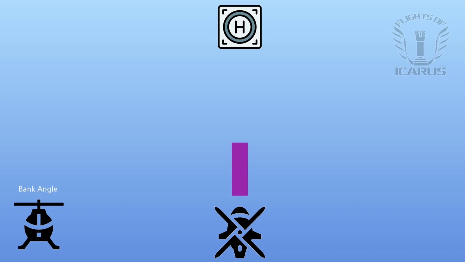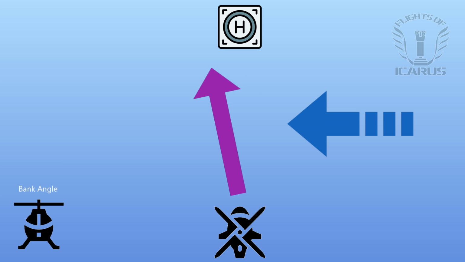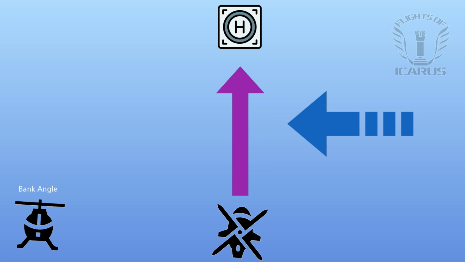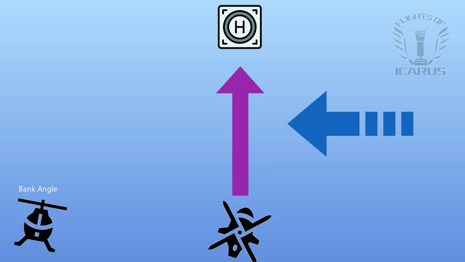For example, I'm flying straight towards this helipad. However, there's a crosswind which will blow me off course. So I compensate by banking into the wind. However, the bank will naturally cause the helicopter to turn, and now I'm flying diagonally. To correct this, I use the left pedal in conjunction with my bank to the right to keep me flying in a straight line.